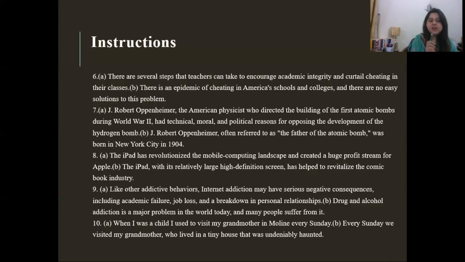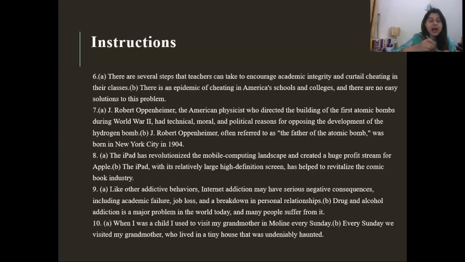But by simply reading this thesis statement, we know that the writer throughout the essay is going to focus on cheating and the role of teacher in ensuring academic integrity among their students. ठीक है? Okay. Now let's look at the seventh topic.